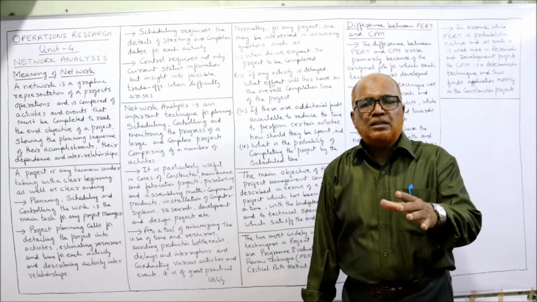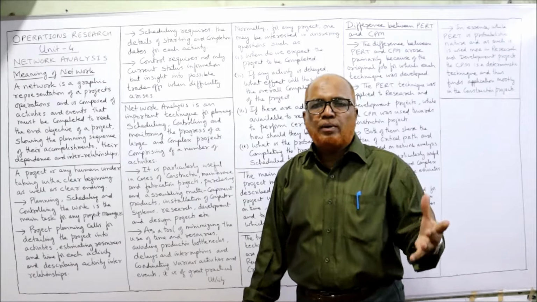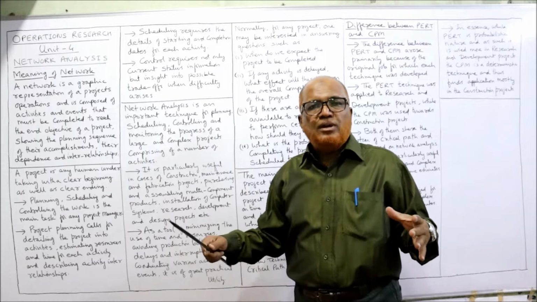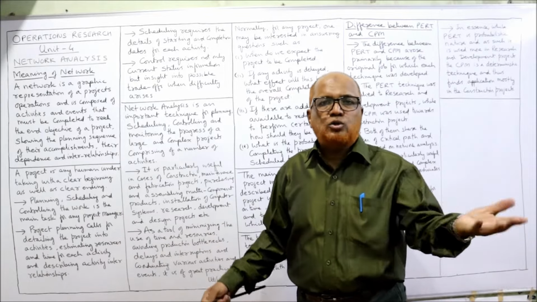Controlling means seeing that whatever we have planned, are we achieving it or not. Normally what will happen, there will be some deviations. Whatever plan we have made will not go according to plan.